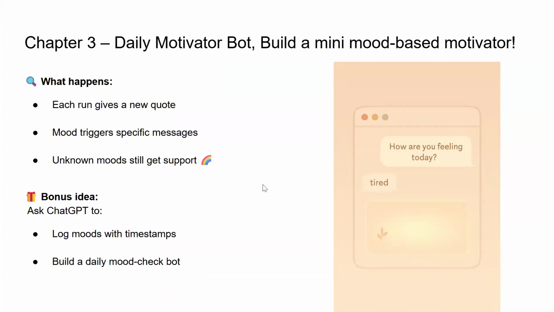What you learned is that each time you run it, you get a new quote. When you build this, a mood triggers a specific message, and unknown moods still get support. This is how we build the idea. For your own benefit, if you would like to explore more with ChatGPT or Gemini, log moods with timestamps, like what time it's happening, and build a daily mood check as we discussed. You can expand upon this and make it your own. So let's keep practicing, I hope you enjoyed this session, and talk to you in the next session.